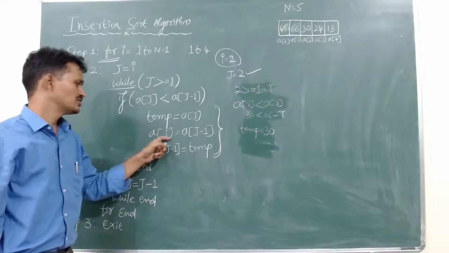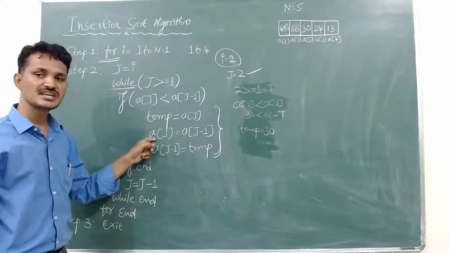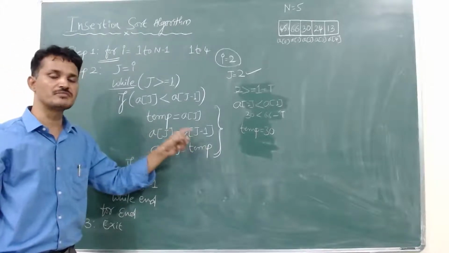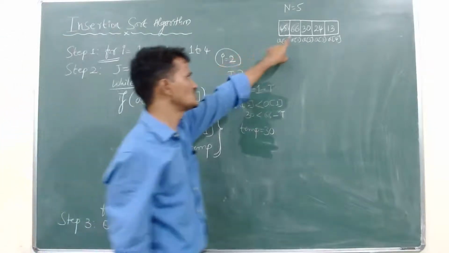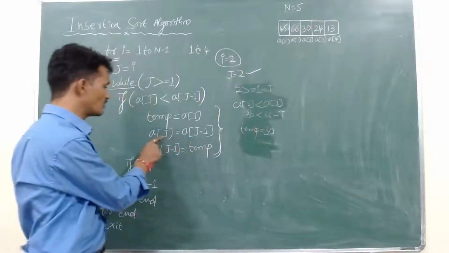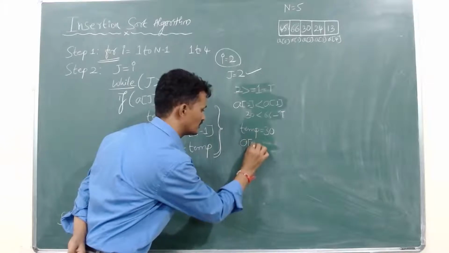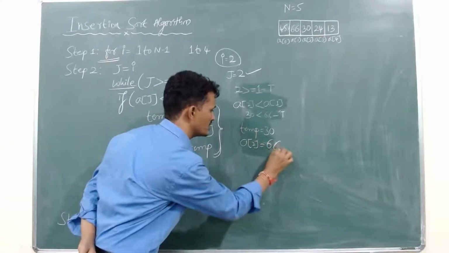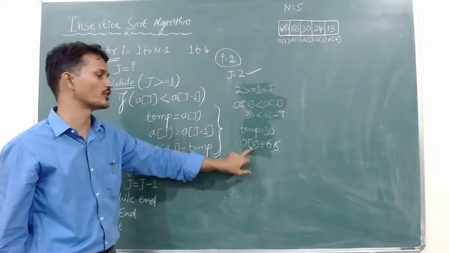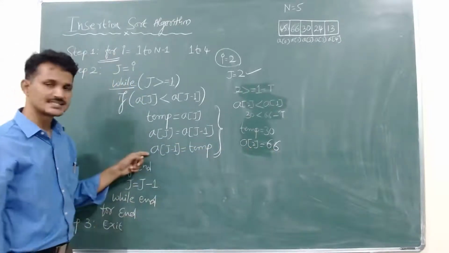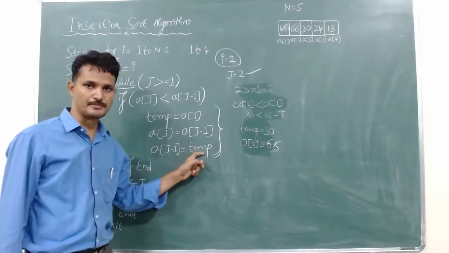A of j is equal to a of j minus 1. A of j means a of 2. A of j minus 1 means a of 1. What is the value stored in a of 1? 66. 66 will be stored in a of 2. Do remember, 66 is a value we are shifting towards which location? A of 2.